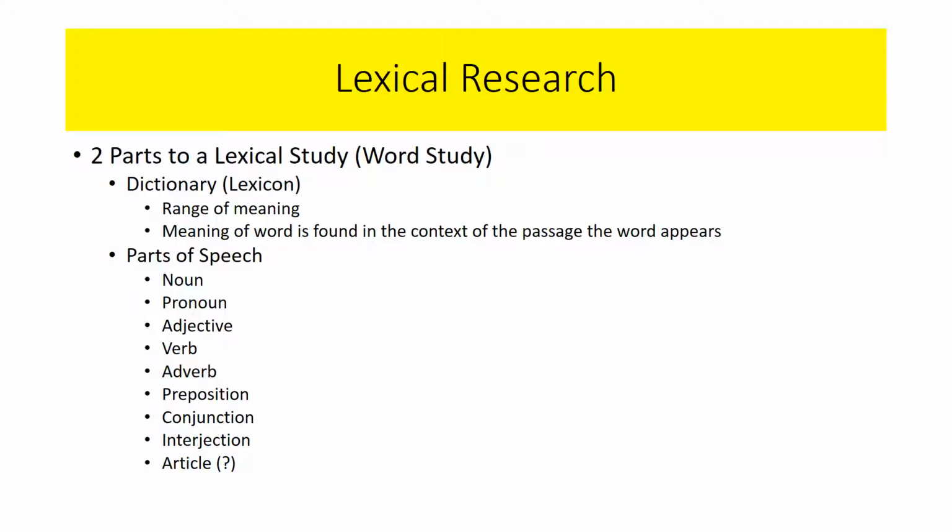Two parts of a lexical study or word study: the first is a dictionary study. In other words, when we look up words, we use a dictionary or a lexicon. And we go to the lexicon to find the range of meanings of a word. And I want to stress this. The dictionary or lexicon does not find us the meaning of a word. It gives us a range of meanings.